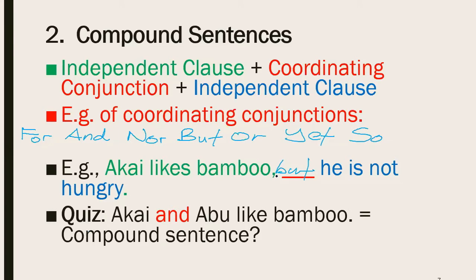Now I have a quiz for you. Akai and Abu like bamboo. Is that a compound sentence? What do you think? Write in the group chat, yes or no. Okay, the answer is no. This is not a compound sentence. This is a simple sentence. A compound sentence needs to have two independent clauses connected by a coordinating conjunction.